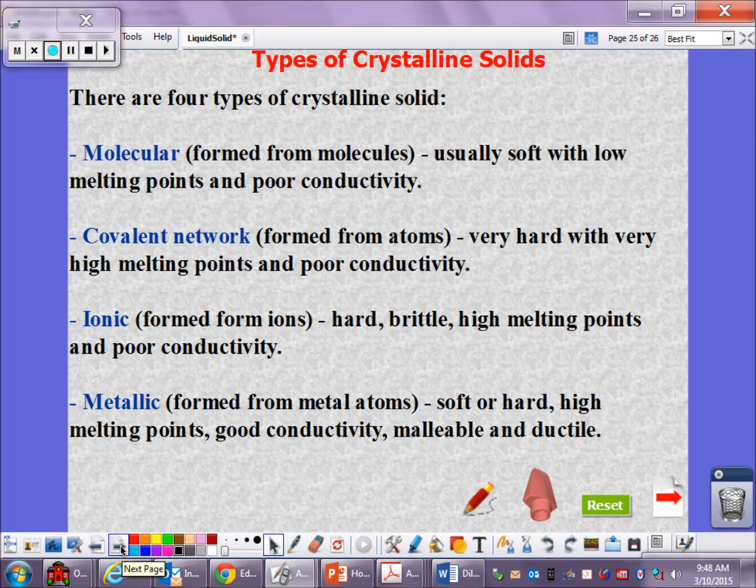Okay, two pages, types of crystalline solids. There are four types of crystalline solids that you need to know. Molecular, usually soft with low melting point and poor conductivity. Covalent network, very important. Covalent network, very hard, very high melting point and poor conductivity.